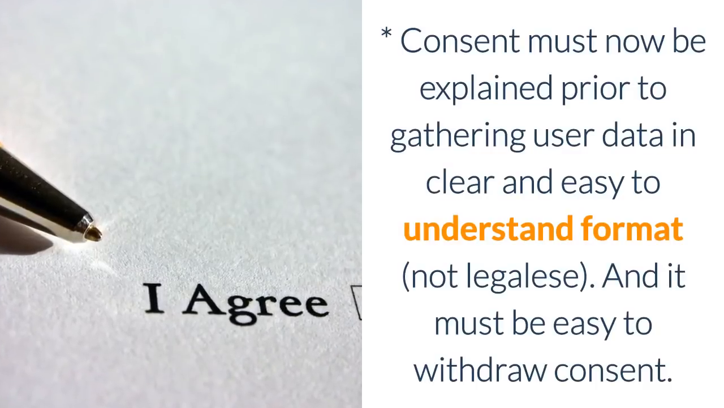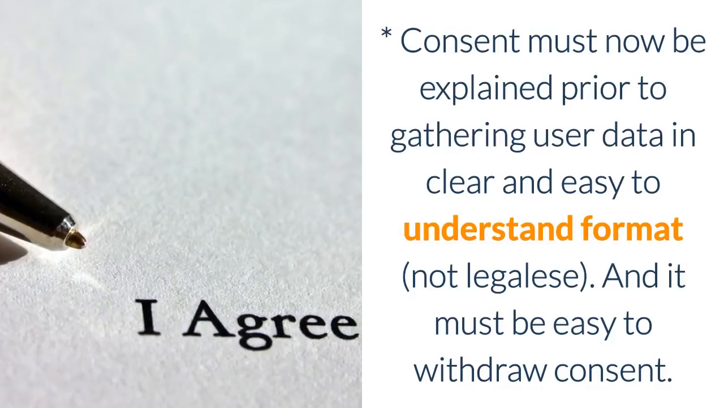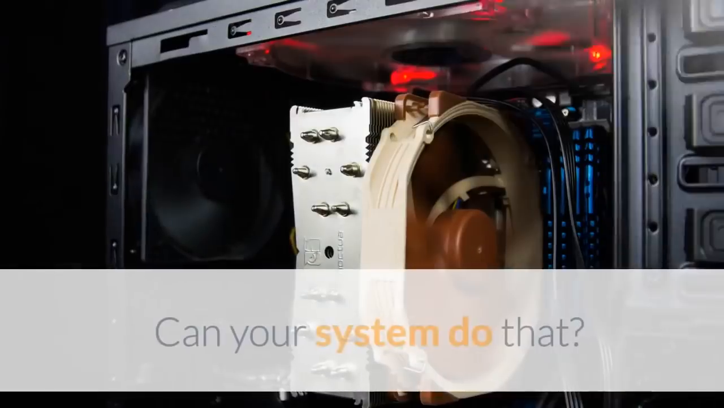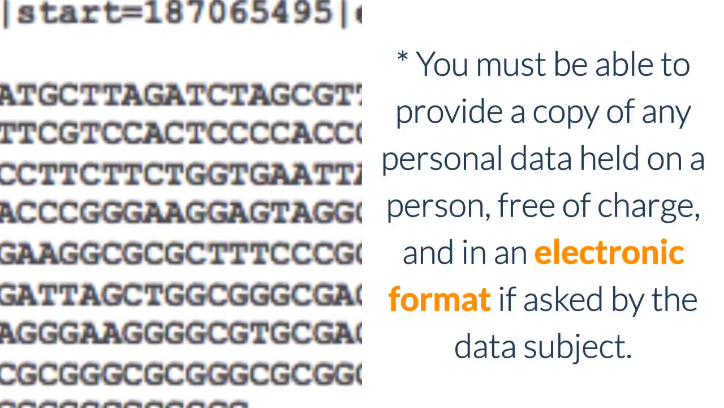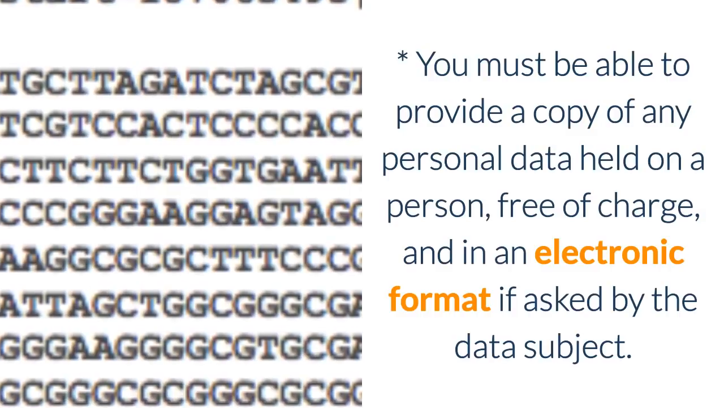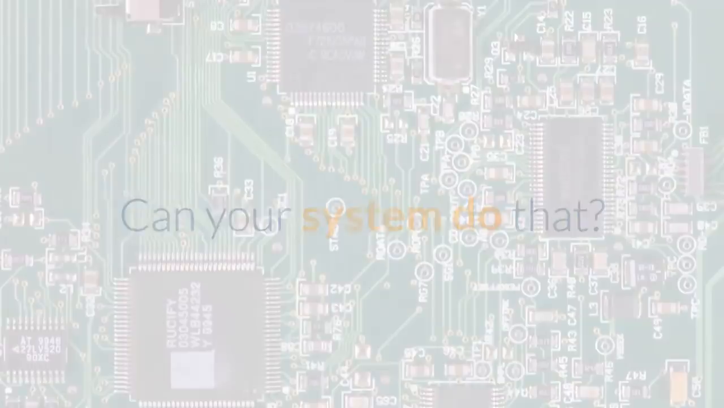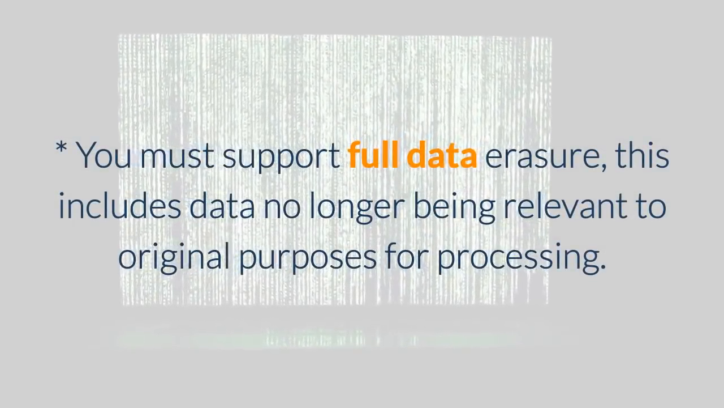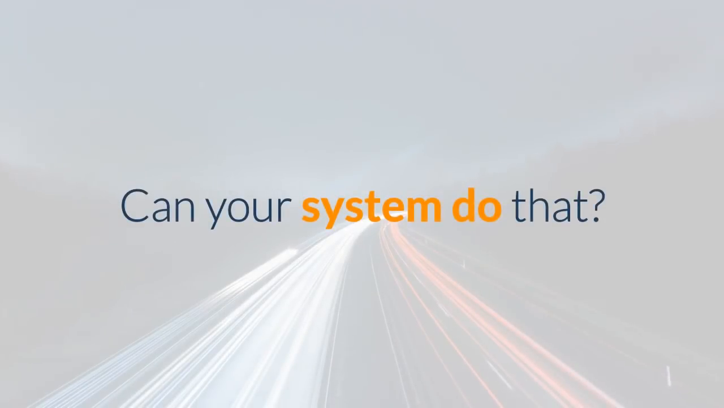Consent must now be explained prior to gathering user data in a clear and easy to understand format, not legalese, and it must be easy to withdraw consent. Can your system do that? You must be able to provide a copy of any personal data held on a person free of charge and in an electronic format if asked by the data subject. Can your system do that? You must support full data erasure. This includes data no longer being relevant to original purposes for processing. Can your system do that?